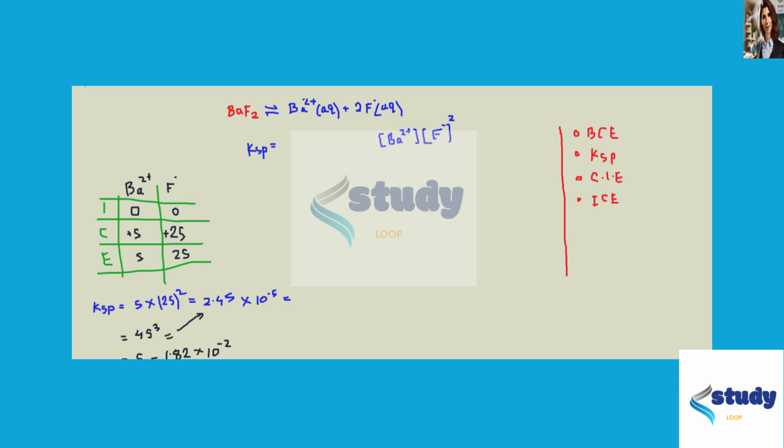So the next solution is 0.1 molar barium nitrate. Instead of water, now we are going to use barium nitrate here. So at first, the balanced chemical equation for barium fluoride will be the same, and the Ksp will be the same, this one. But now we need to consider the common ion effect, because now we have something in common, that is barium. So now we can make our ICE table again.